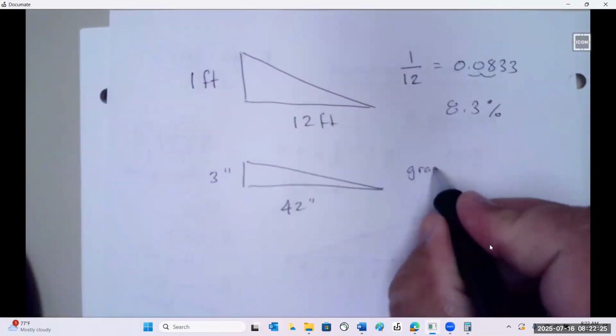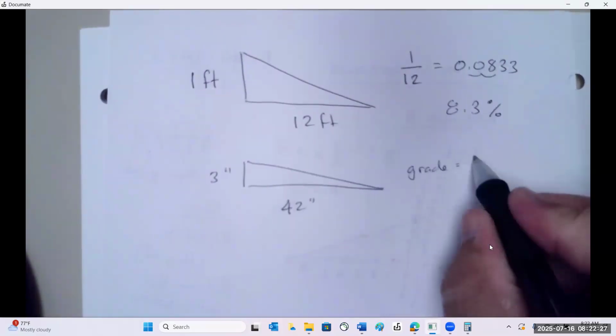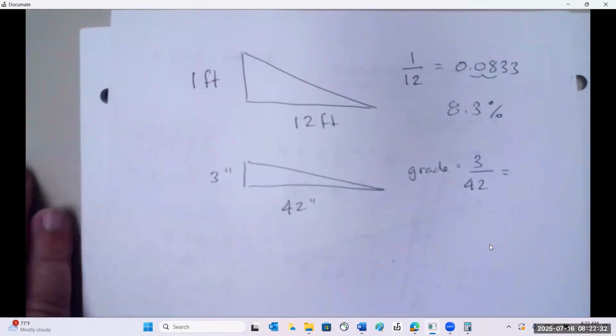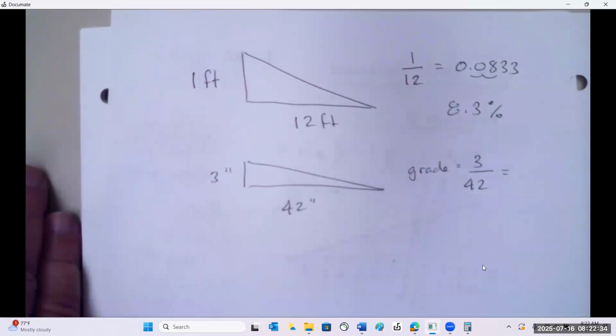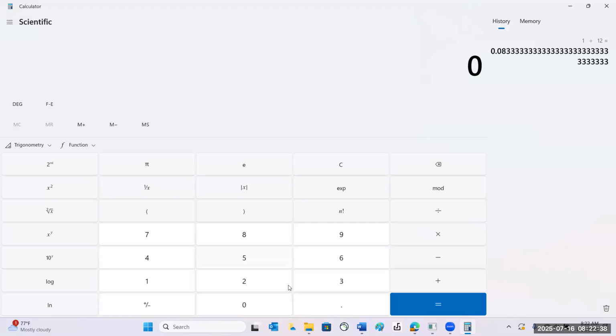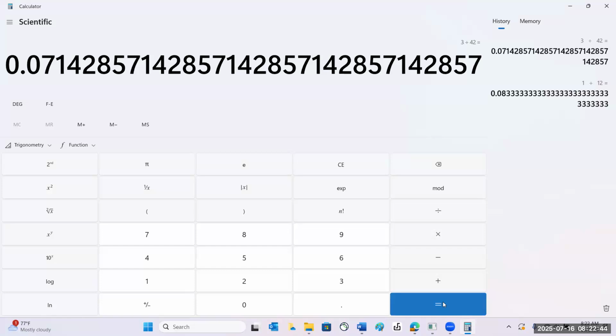So the grade is 3 inches over 42, which is going to be, look at this, 3 divided by 42, 0.071428.